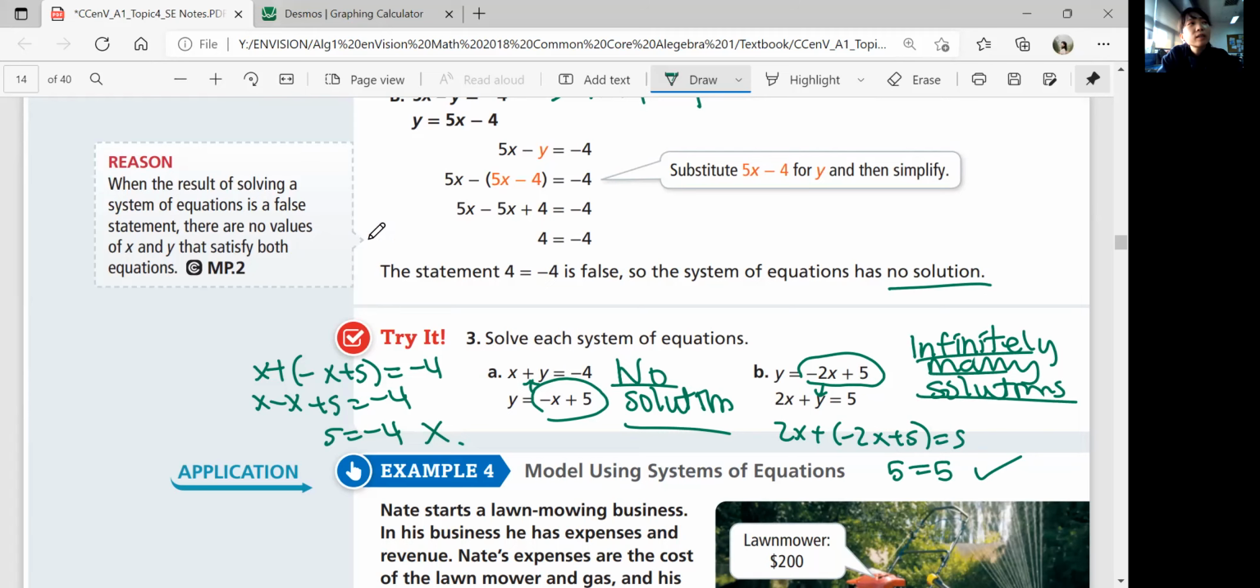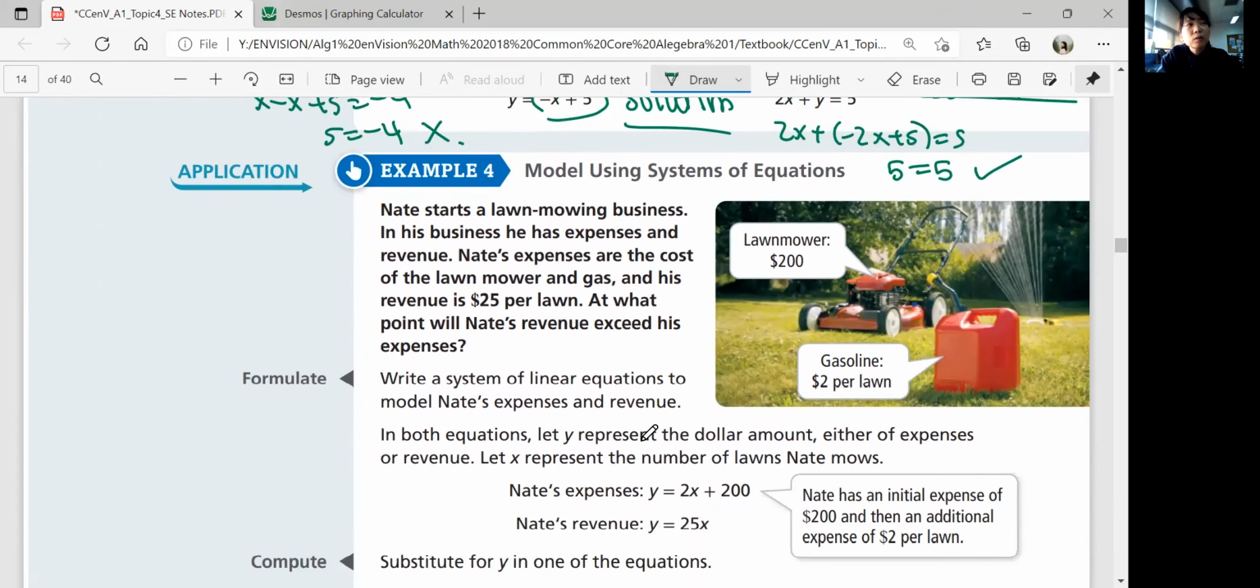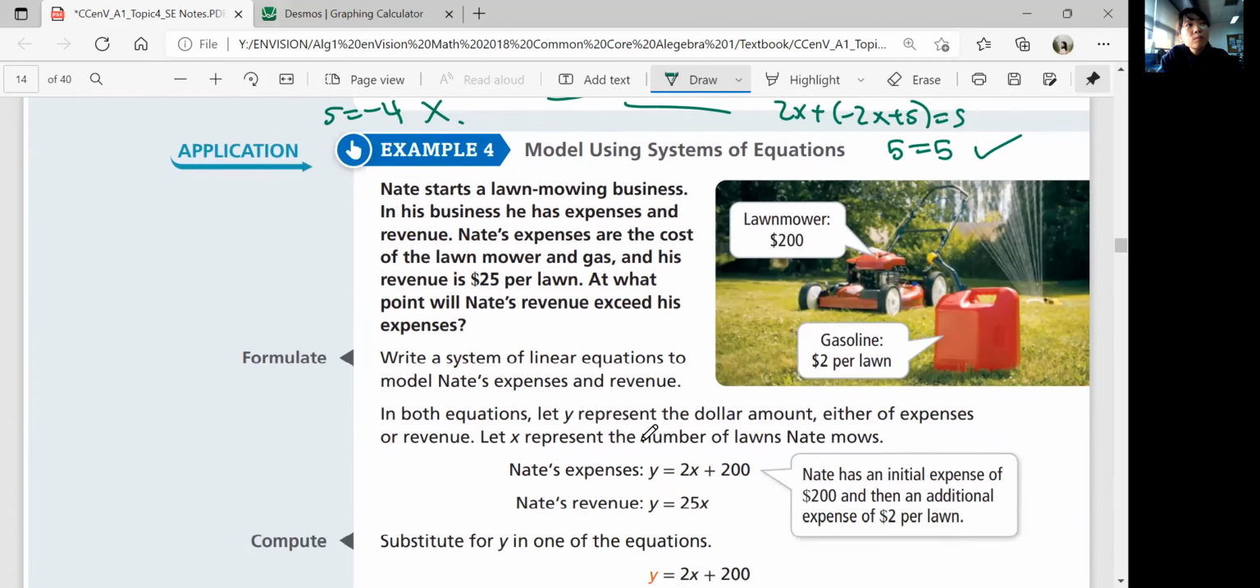All right, let's look at the last example, modeling using systems of equations. What are some more word problems? Nate starts a lawn mowing business. In his business, he has expenses and revenue. Nate's expenses are the cost of the lawnmower and gas, and his revenue is $25 per lawn. At what point will Nate's revenue exceed his expenses? Okay, we got lawnmower, which is $200, gasoline, $2 per lawn.